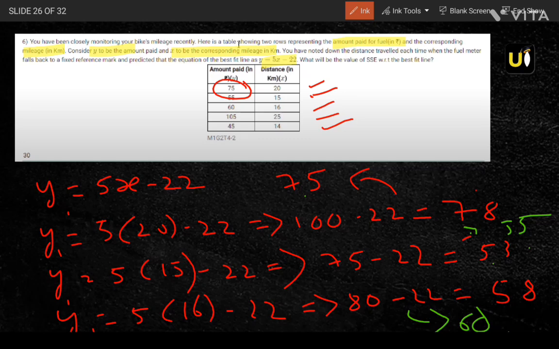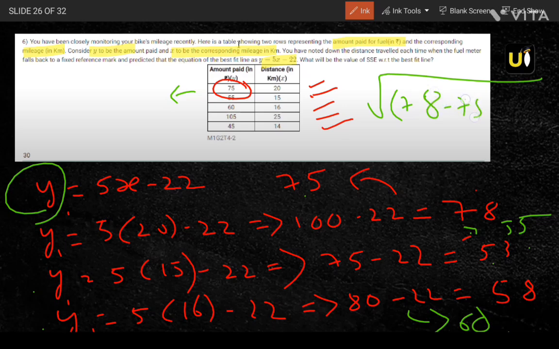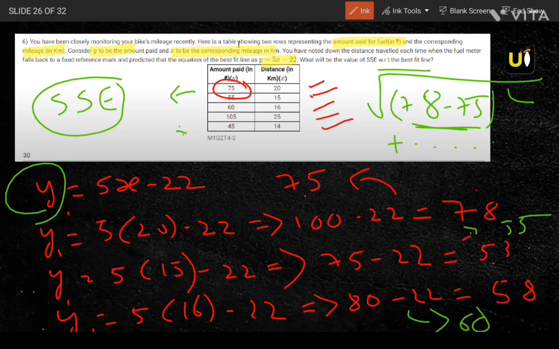To find the error, we have to find all the corresponding y values and then subtract them from the y values given in the table. That means 78 minus 75 whole square. As it is a square, you can write it as 75 minus 78 or 78 minus 75, both are the same. Correspondingly, you calculate this for all the y values and add their squares. The sum of these squares is the SSE of the given data, that means the SSE with respect to the best fit line.